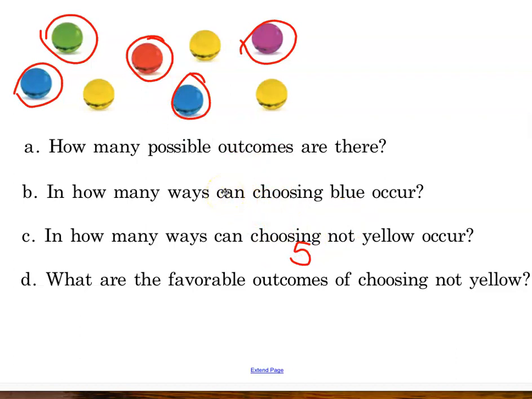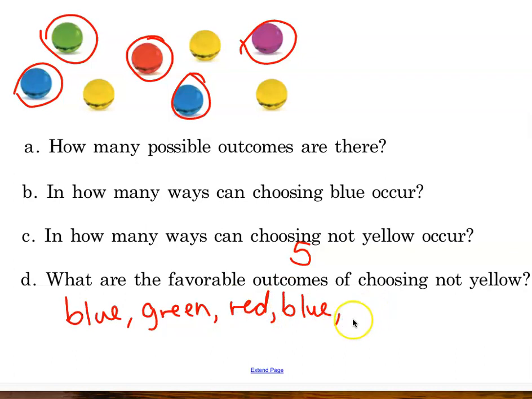What are the favorable outcomes of choosing not yellow? So now we want to know all of the outcomes. So we could choose a blue, we could choose a green, we could choose a red, we could choose another blue, we could choose a purple. Okay, those are all our options. You'll notice that you see blue twice. That is because there are 2 blue marbles.